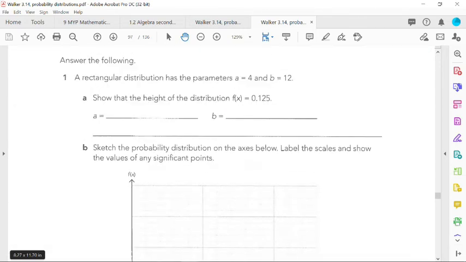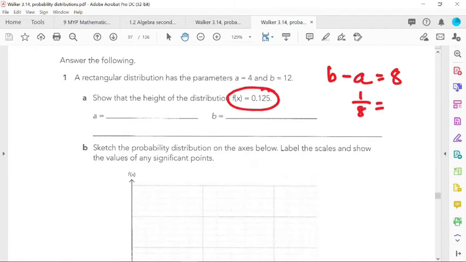All right, so let's do one of these from start to finish. A rectangular distribution has parameters of A equals 4 and B equals 12. Now remember, A and B are those numbers where? At the bottom. It tells you how long it is. Show that the height of the distribution f of x equals 0.125. Well, all you do to get the height is take B minus what? B minus A. So what's 12 minus 4? 8. And then the height is 1 over that number.